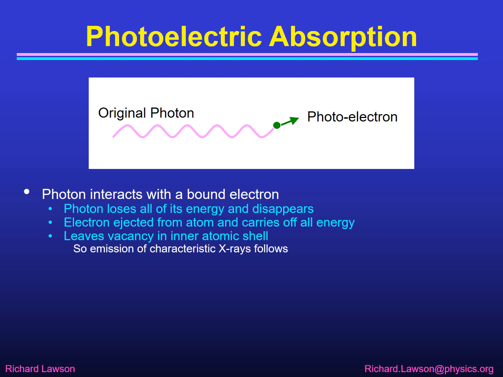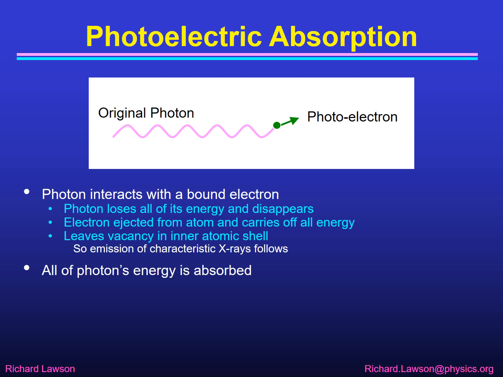Now, if that knocks out one of the bound electrons in an atom, that will inevitably leave a vacancy in that shell, and so higher energy electrons from higher shells will drop down, and that also results in the emission of characteristic X-rays. So the photoelectric absorption not only produces a photoelectron but also produces some X-rays as well.